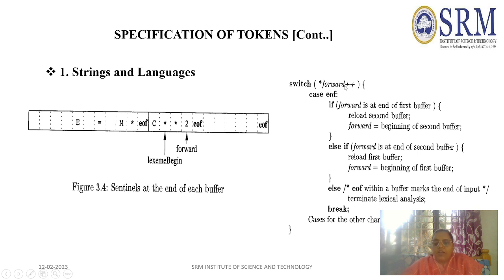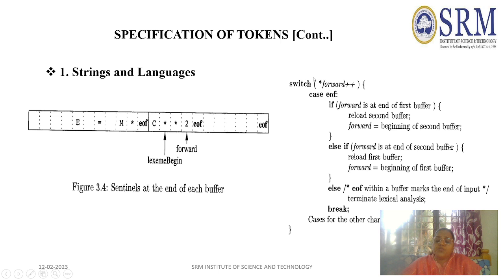Always, the forward pointer moves one step ahead. So that is why forward plus plus is given. Since it is a pointer, the forward pointer moves one step ahead. So star forward plus plus: since it is a pointer star, it has been mentioned, and plus plus means one step ahead it moves.